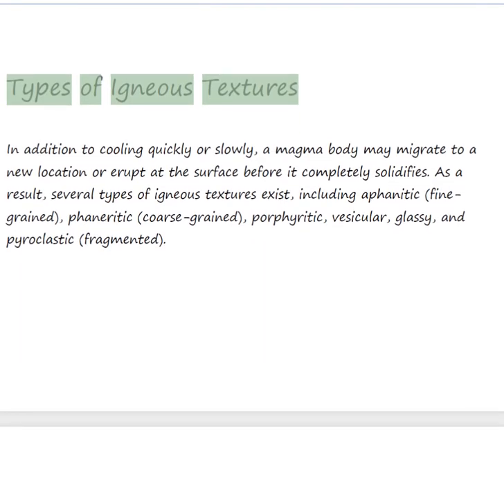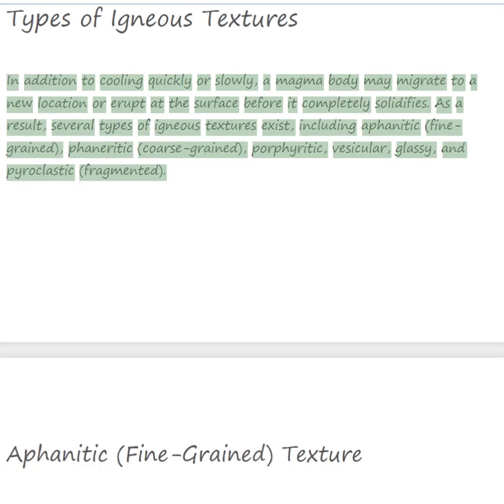Types of igneous textures. In addition to cooling quickly or slowly, a magma body may migrate to a new location or erupt at the surface before it completely solidifies. As a result, several types of igneous textures exist, including aphanitic, phaneritic, porphyritic, vesicular, glassy, and pyroclastic.